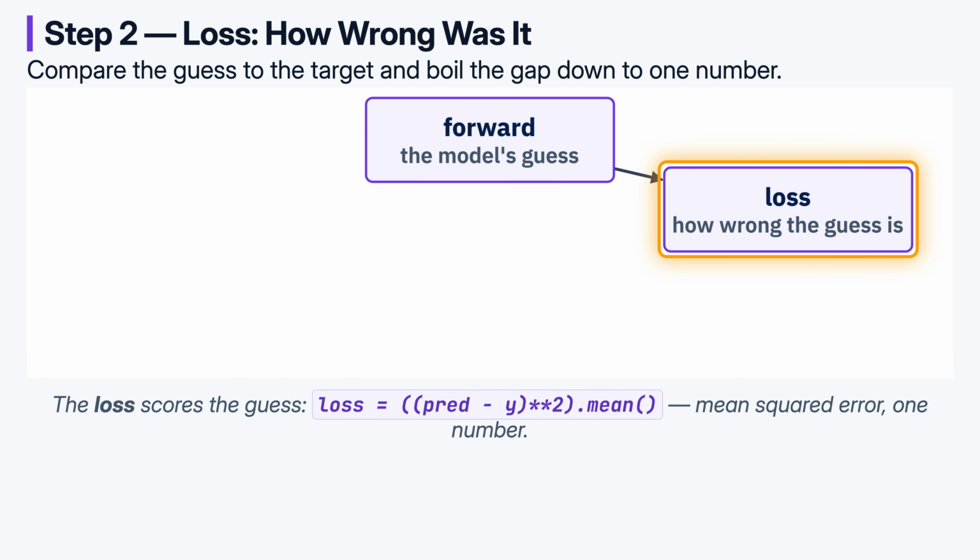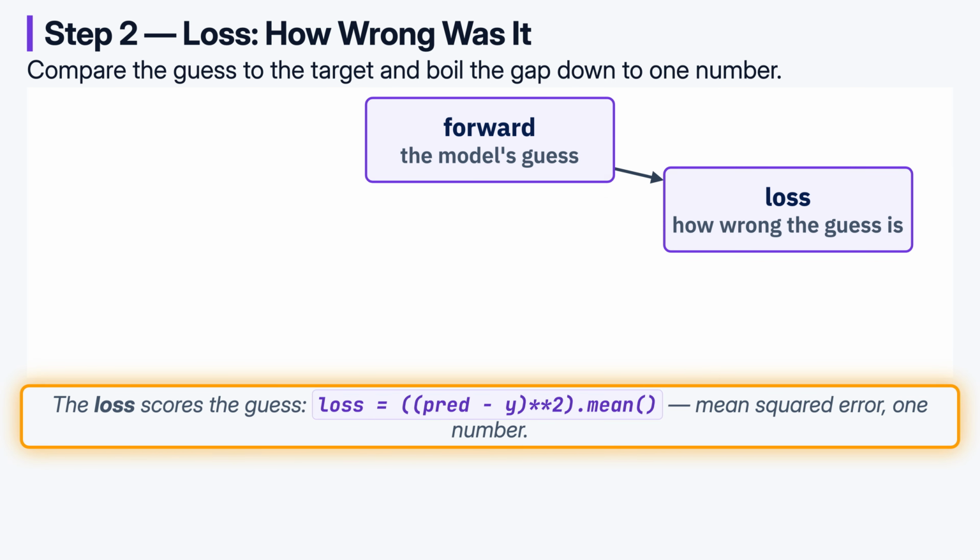Next comes the loss. It compares the guess to the target. The arrow shows the guess flowing into the score. This is the mean squared error loss from the loss lesson, one number that says how wrong the guess was.